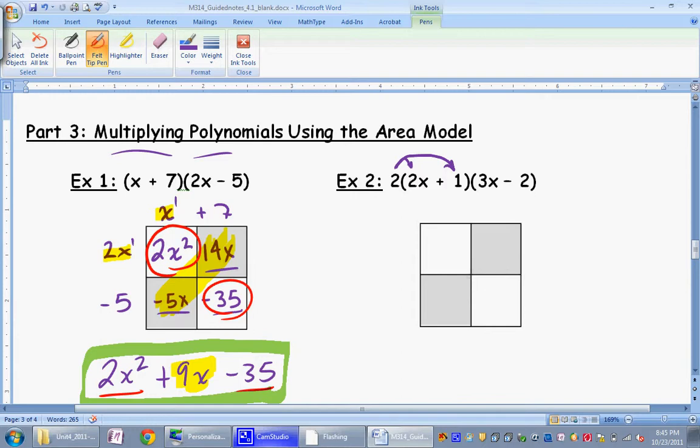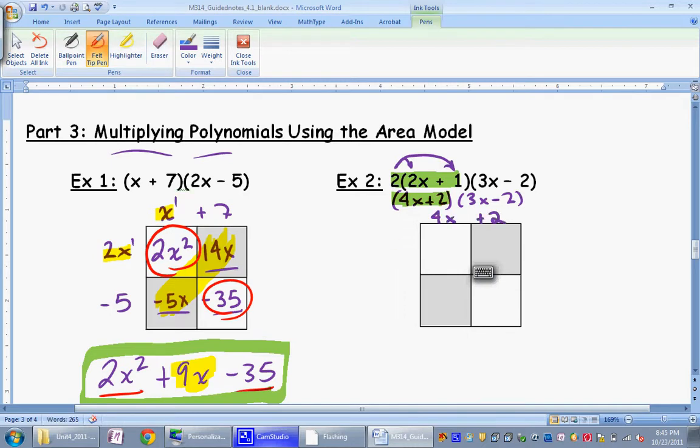So this is going to be 4x plus 2 times 3x minus 2. Notice that we only distributed to the first set of parentheses. Okay, so when we write it down, 4x and plus 2, 3x and minus 2. Let's multiply it all out.